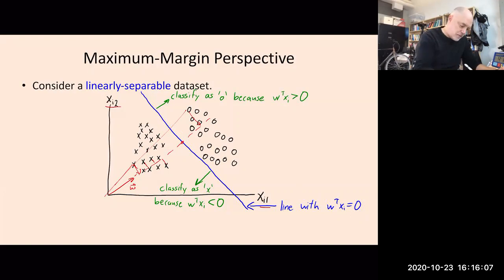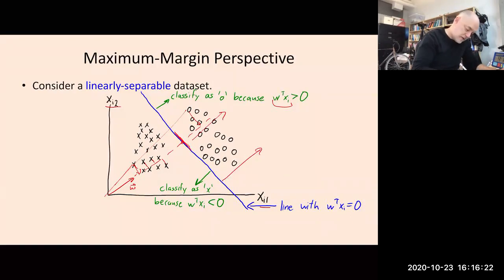And because of the offset, or the intercept term, when W transpose X is greater than 0, we're over here on this side of the projection, and when W transpose X is less than 0, we're on this side of the projection, right? And this is when we classify one versus the other, whatever, okay? Cool.